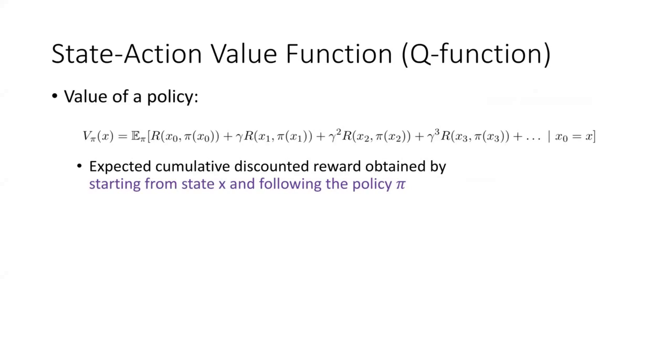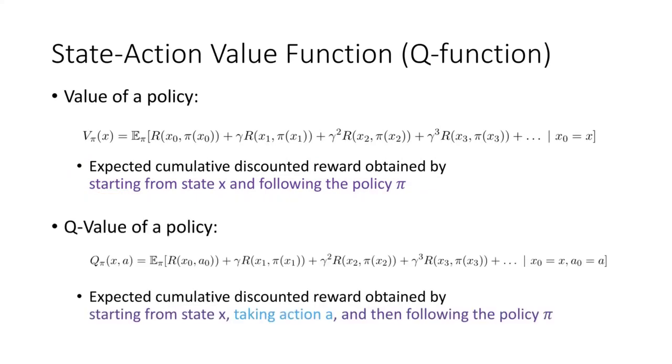I want to quickly introduce another function called the Q function, in anticipation that we are going to discuss Q learning shortly. So we know what the value of a policy is. That is the expected cumulative discounted reward that you obtain by starting from the state x and following the policy pi. We are going to introduce another terminology called the Q value of the policy. It's almost like the value function, but you define the Q value not only for a state, but for every state and every action.